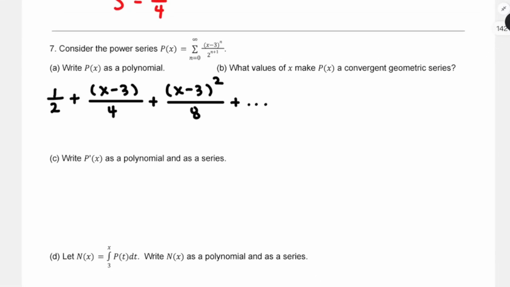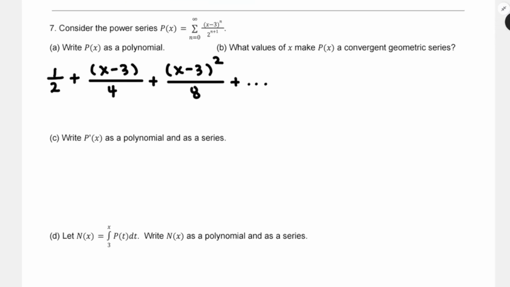Okay, so you can see it's going to be an infinite degree polynomial. And what values of x make p of x a convergent geometric series? Right, we could plug in different values of x, and if x is, say, 0, we're just going to have, or no, not 0, 3. I was thinking, what if x is 3? If x is 3, we'd have half plus a whole bunch of zeros, right? Higher and higher powers of x minus 3. We know any power of 0 would be 0, so p of 3 is going to equal 1/2. That would have been a really good question for me to have in there. That was a mistake. Okay.